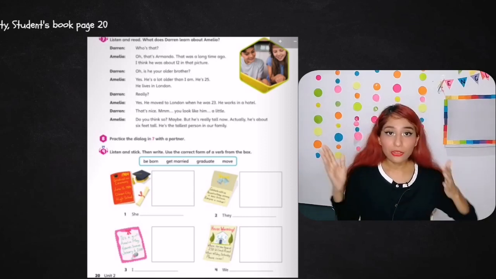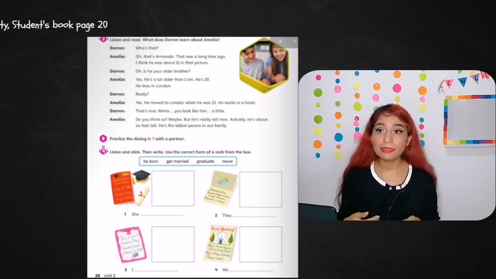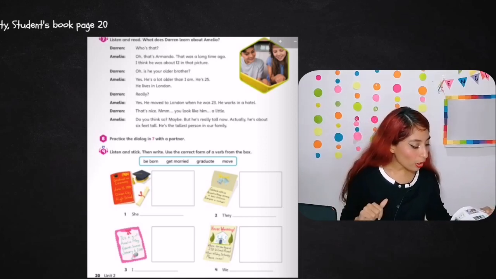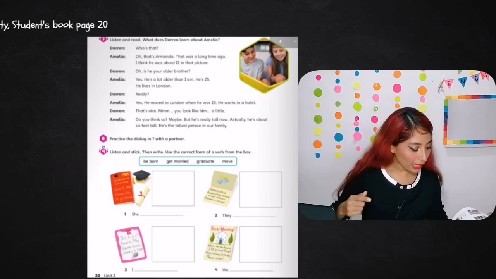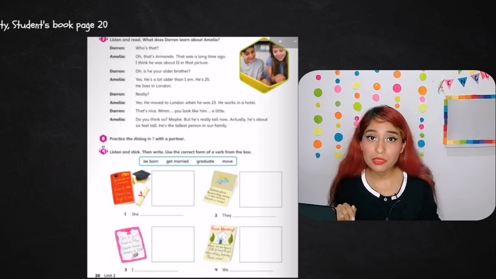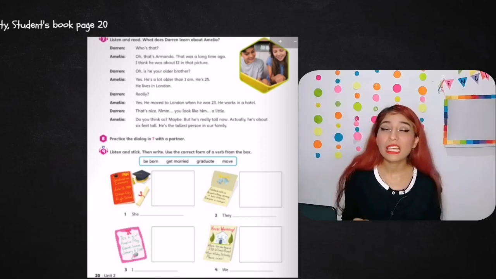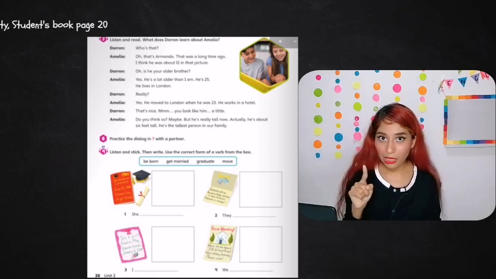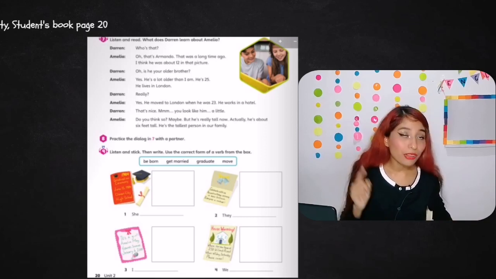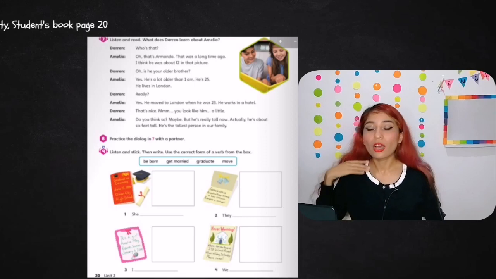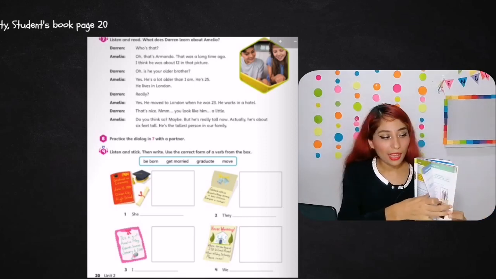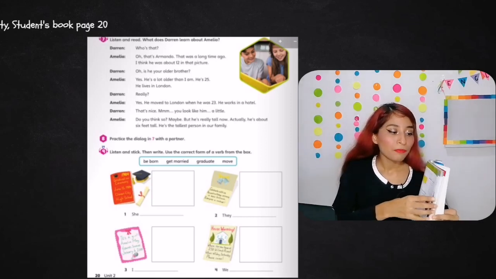Be born. Okay, you are going to change these verbs into past. For example, was born, got married, graduated, moved. Okay, you are going to use these verbs, but you need to write them in past. Let me repeat. Was born, got married, graduated, and moved. So, for this activity, you are going to use the stickers that are at the back of the book.